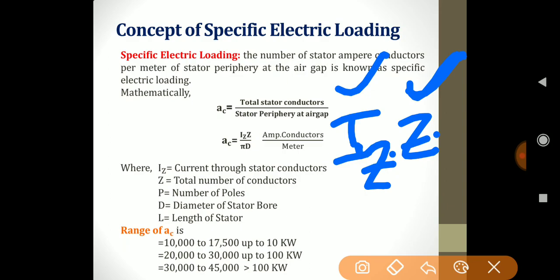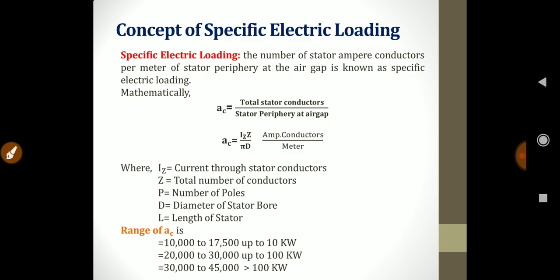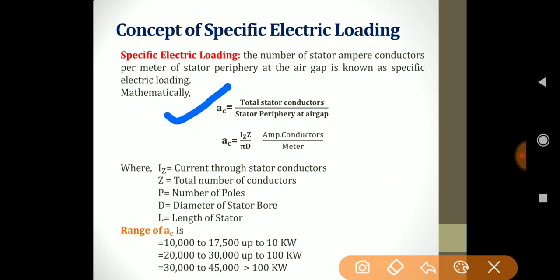The periphery of the air gap is again the circumference. We need to consider the circumference, which is given by pi D. Hence, specific electric loading, which is represented with AC, is equal to IZ by pi D. So ampere conductors per meter is the unit for it.